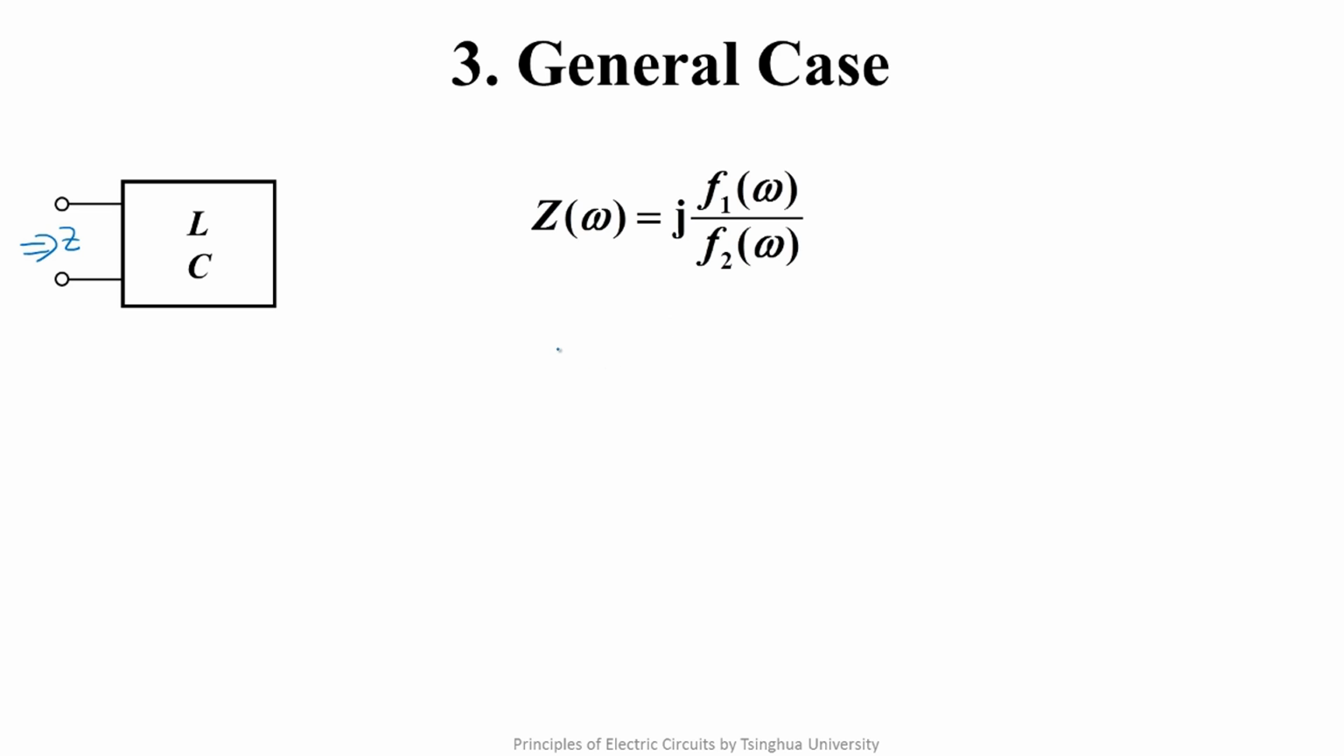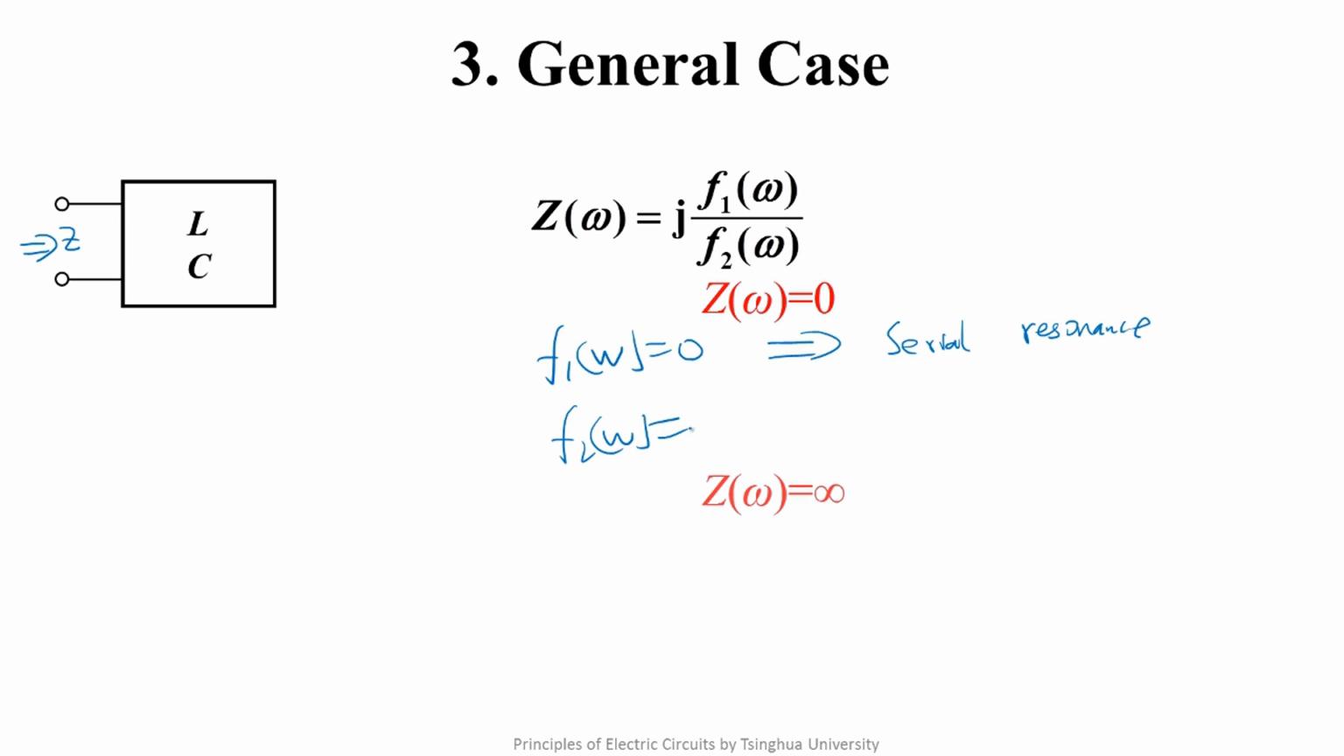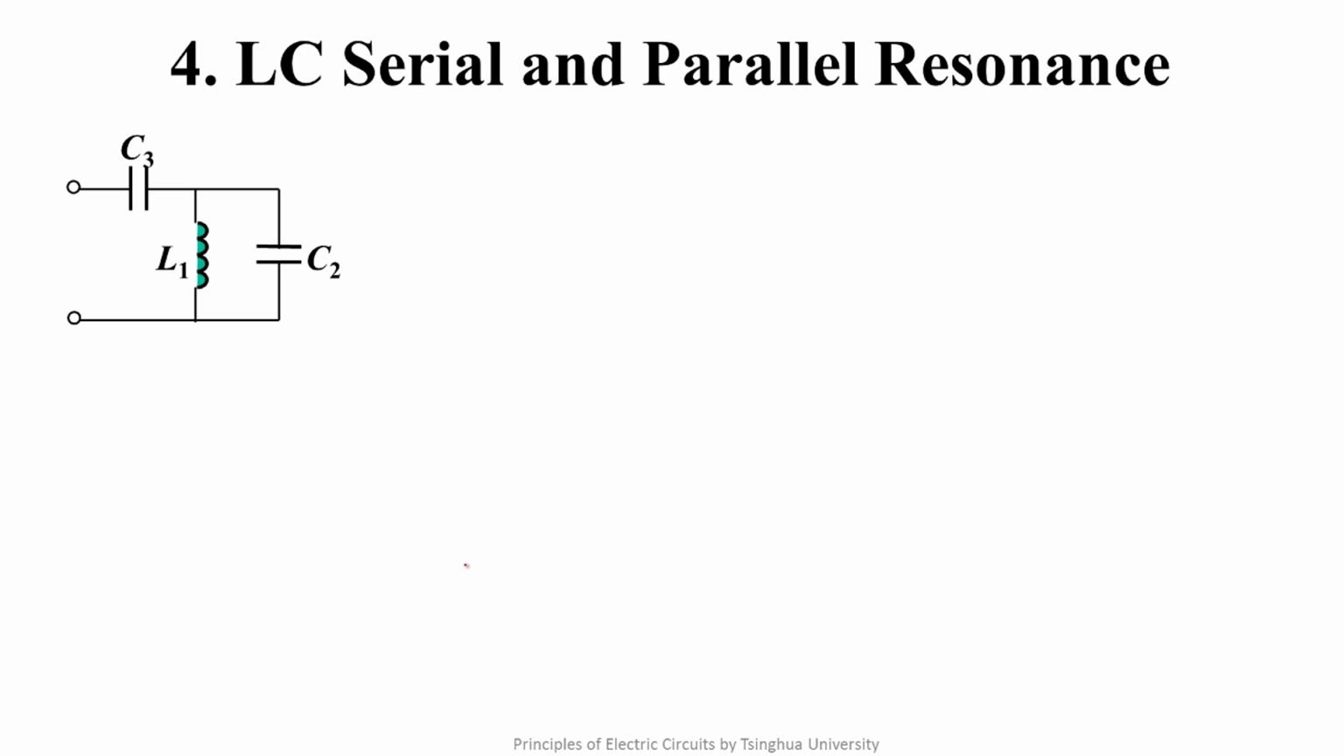According to the previous discussion, we can find that F1(omega) equals 0 means the circuit has serial resonance, and F2 equals 0 means the circuit has parallel resonance. This helps us solve complicated LC resonant circuits more easily.